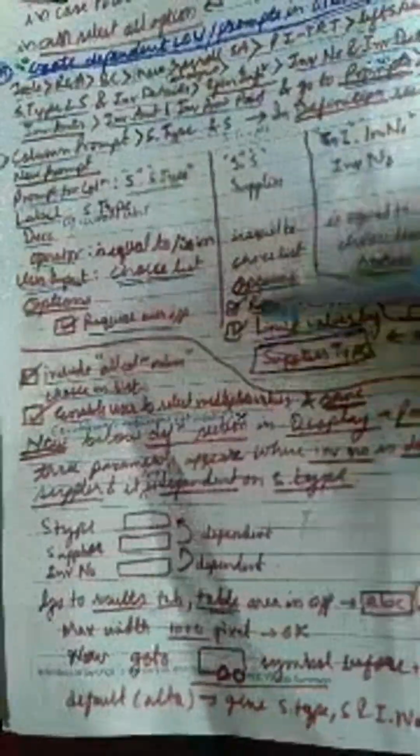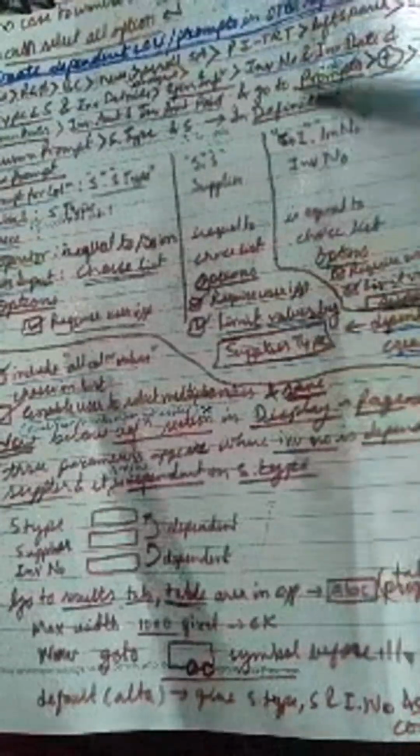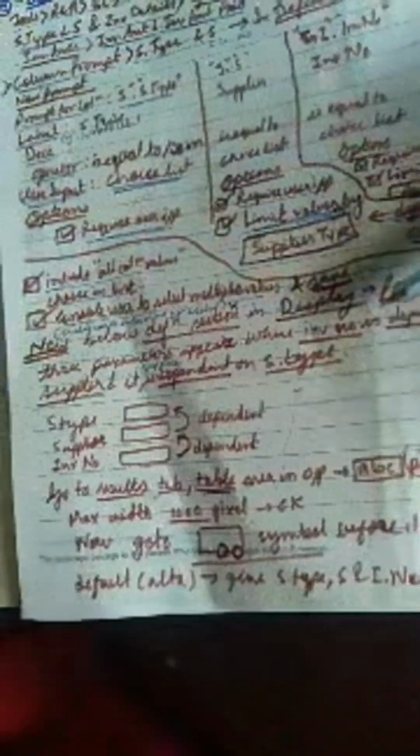So first of all, I'll select the supplier type, which gives me all the values of supplier. Now depending upon the supplier name, I also select all the invoice numbers. So this is how the dependency is created. Now, as I said, below the definition section there is a display section. That's what I've written here, this is how the dependency is created.